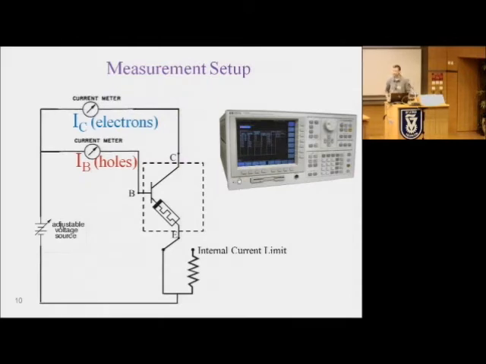This is the measurement setup. Our device is connected by a probe station to the semiconductor parameter analyzer. The base and collector terminals are connected to the adjustable voltage source. The emitter is connected to ground. And we measure separately the base current and collector current, or the holes and electrons current. We're using here the internal current limit of the device to prevent damage or hard breakdown of the device.